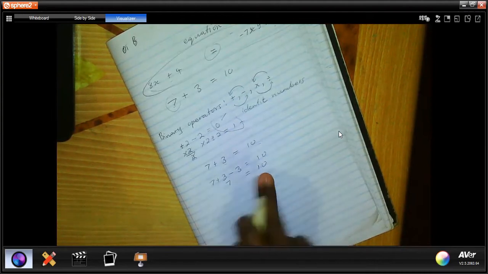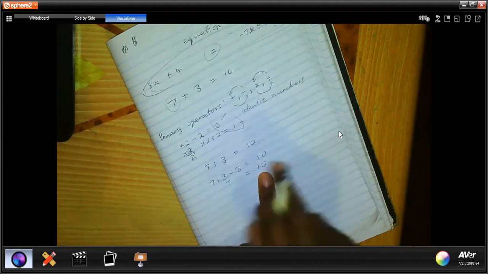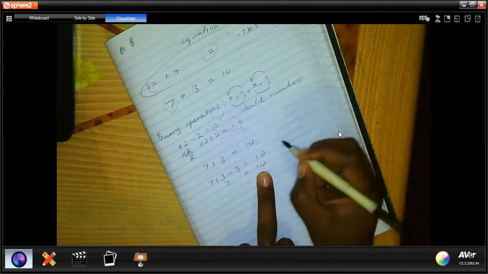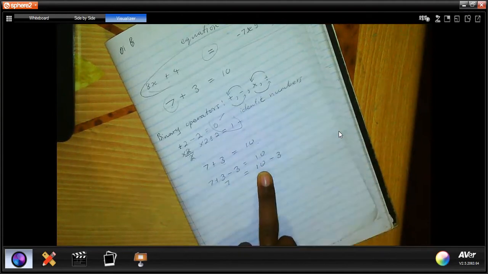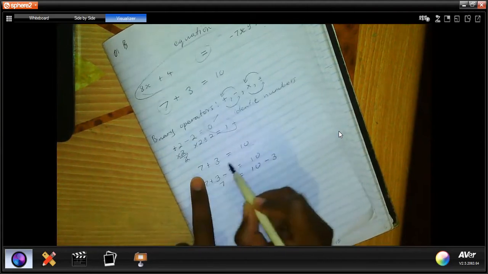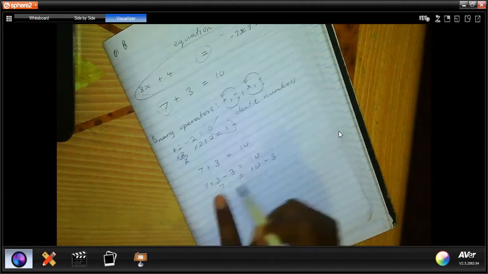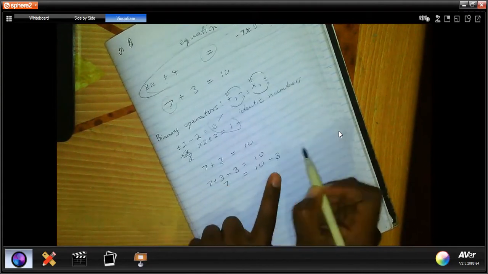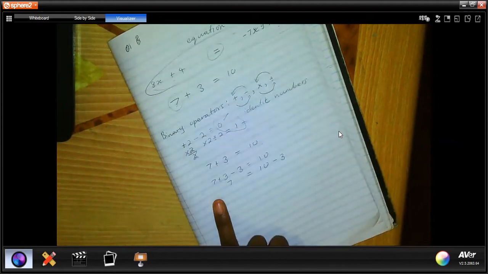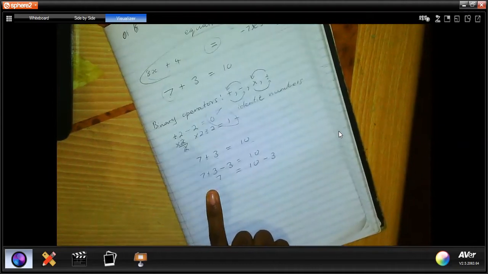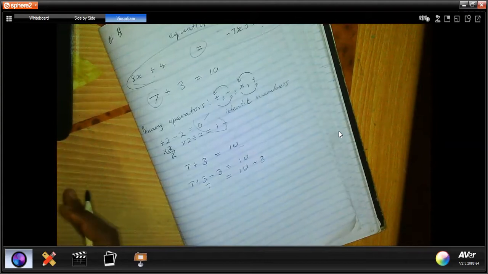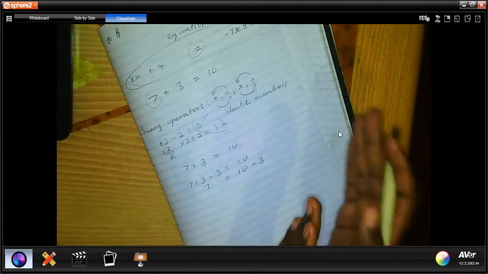So if this side is equal to 10, and we want these numbers to be equal, and we want this 7 to stand alone, if we subtract 3 on this side, we must also subtract it on this side so that we maintain balance. The equation should continue to balance. Now 10 minus 3 is 7, and 7 is equal to 10 minus 3. And that is why it is important that if we do something on the left, it should also be done on the right.